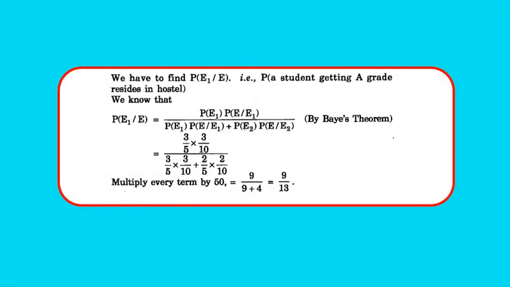So we have to find P(E1/E), that is the student getting A grade resides in the hostel. So using Bayes theorem, P(E1/E) is equal to P(E1) into P(E/E1) upon P(E1) into P(E/E1) plus P(E2) P(E/E2). So putting the values, we get 3 upon 5 into 3 upon 10 upon 3 upon 5 into 3 upon 10 plus 2 upon 5 into 2 upon 10. So simplifying, we get the probability equals 9 upon 13. Clear? So pause and note down the solution.